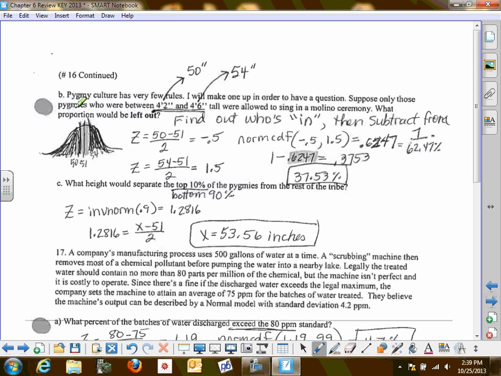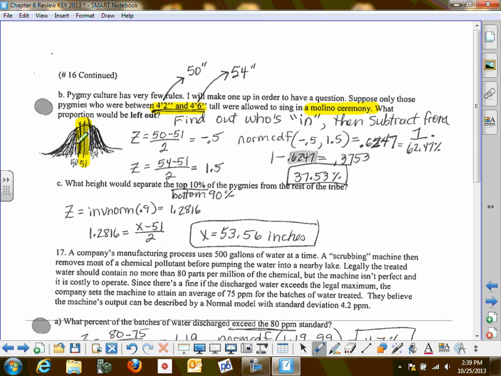Okay, so next, here's kind of a made-up problem about their Molino ceremony. Maybe they want everybody to fit the part, so they want them to all be close in height. This section right here is the heights that are allowed. This yellow section are the ones that can be in the choir. The part that's in black are the sizes of the pygmies that cannot be in the choir.